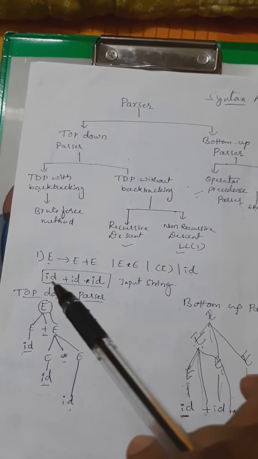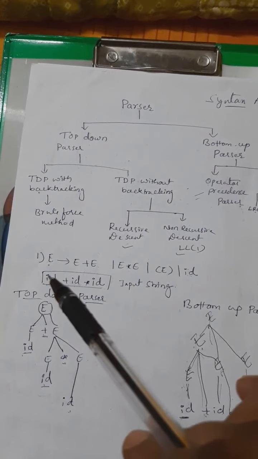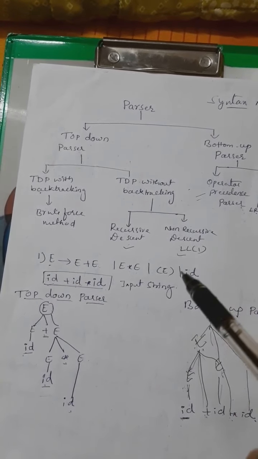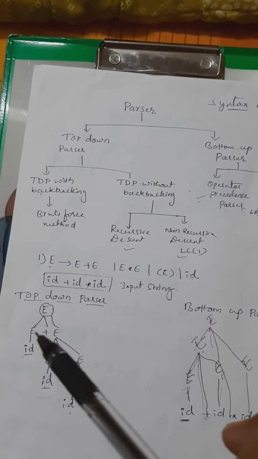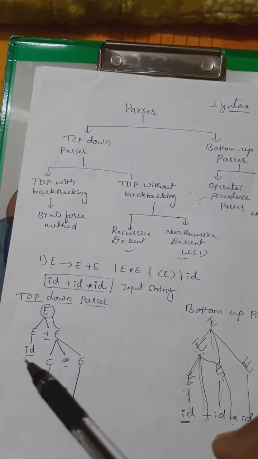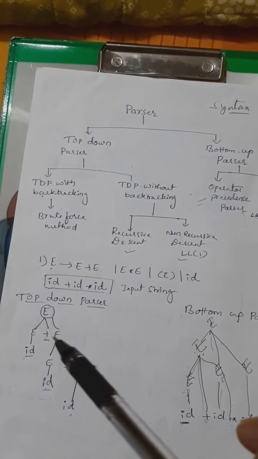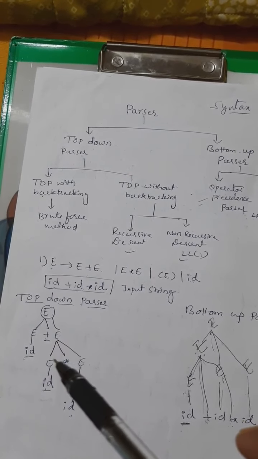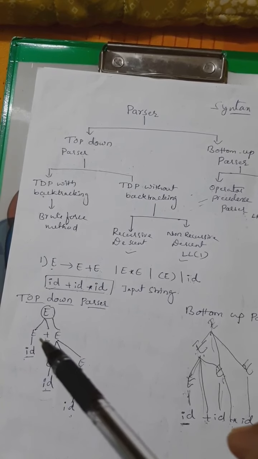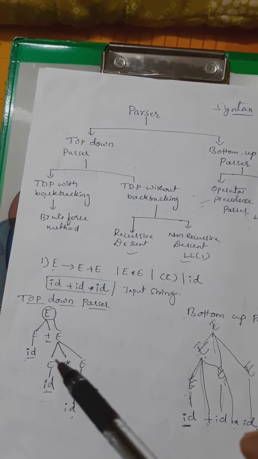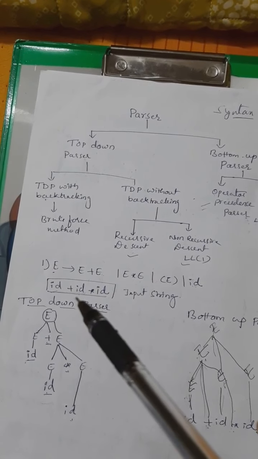Then what is the first input symbol? That is ID. How do I get this ID? I can get it by substituting E as ID. So what did I get here? ID plus E. So I can substitute this E as ID. But if I substitute, what happens? The accepted input string is ID plus ID, but here the given string is ID plus ID into ID. So I will check the next operator.